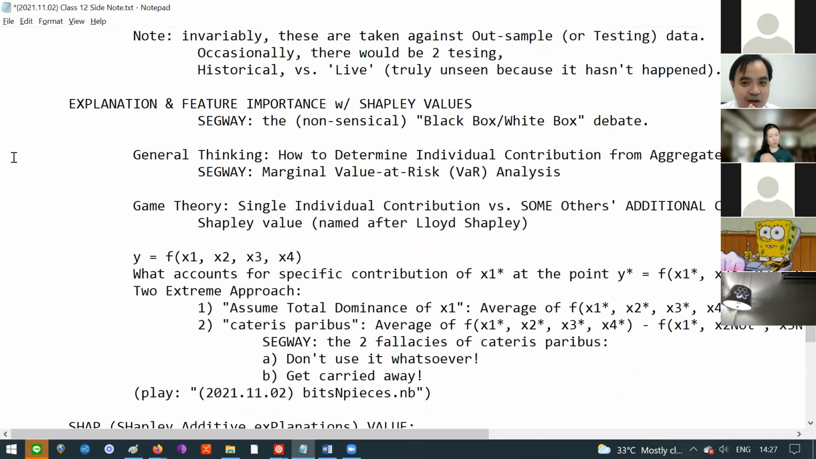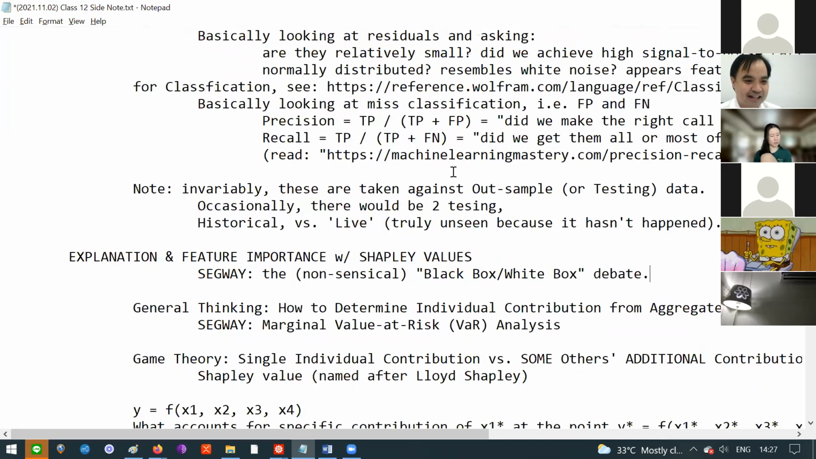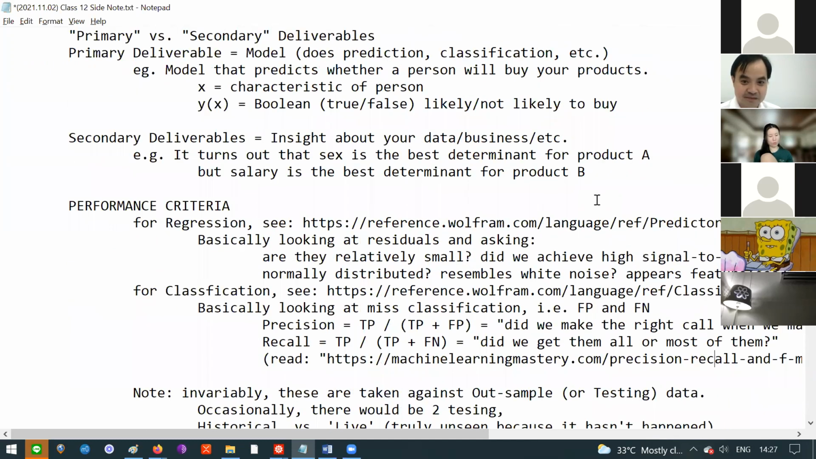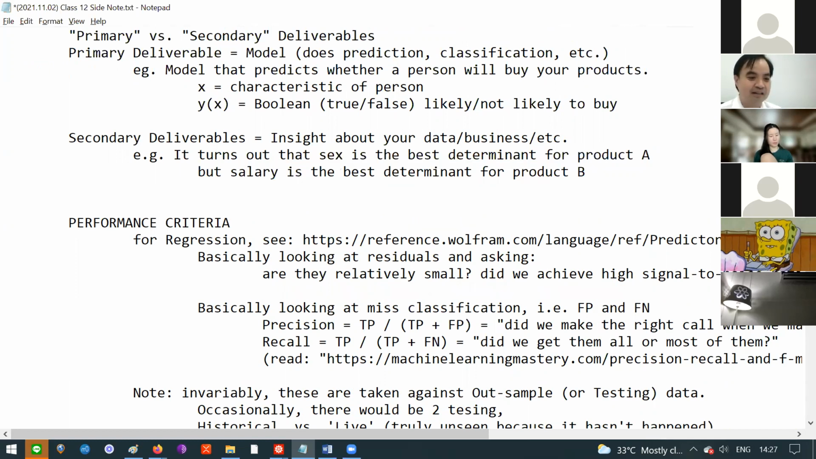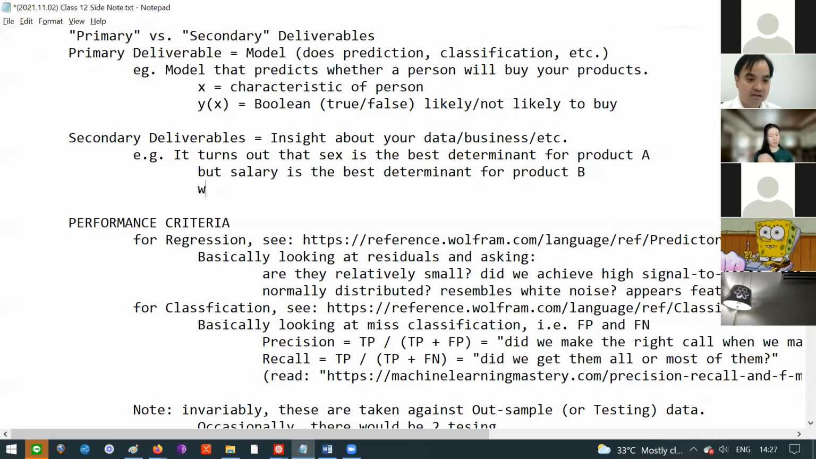Now let's go on. What are additional insights? I already gave you an example of an additional insight. It turns out that sex is important for product A, but salary is important for product C, while both are important for predicting demand.